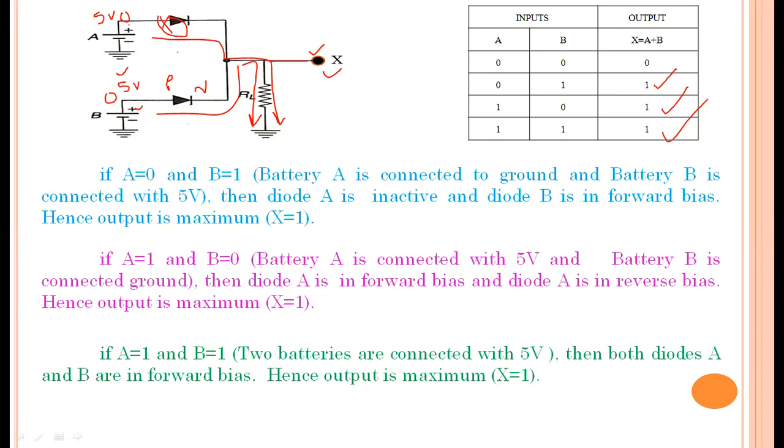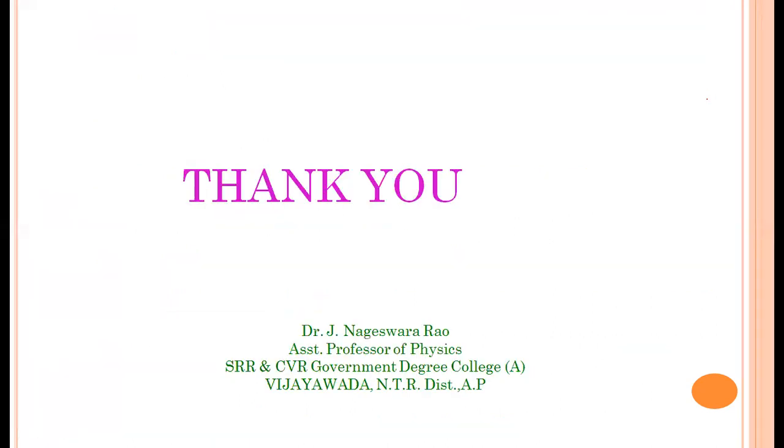So this is how we get the truth table of the OR gate exactly replicated by using this electronic device. So this is called the equivalent electronic circuit of the OR gate. So these are the examples showing the verification of the truth table of the OR gate.